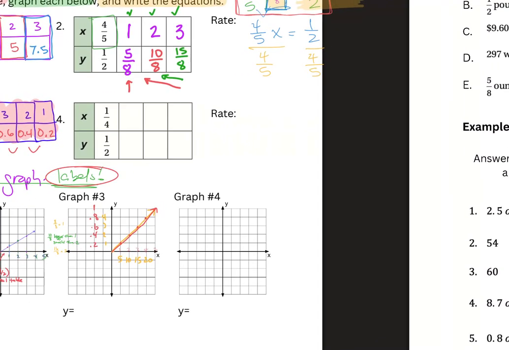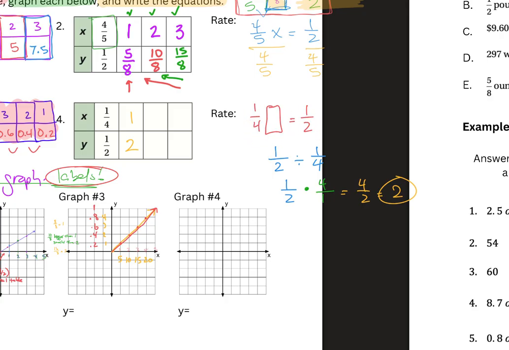Next, 1/4 times a number is equal to 1/2. Maybe you can get this one. Maybe it's going to surprise you with what it is. What we're going to do is divide 1/2 by 1/4. 1/2, keep, change, flip. The rate is 4/2, which is 2. The rate is 2 because 1/4 times 2 equals 1/2.